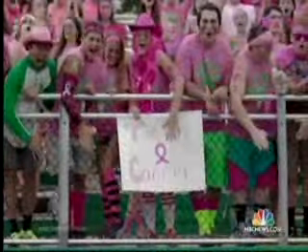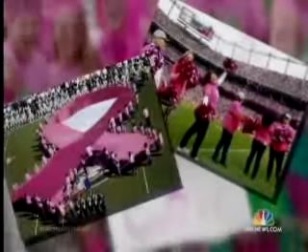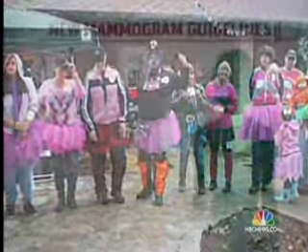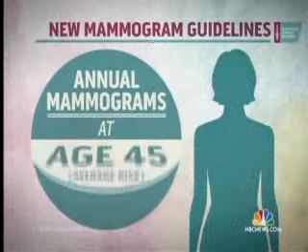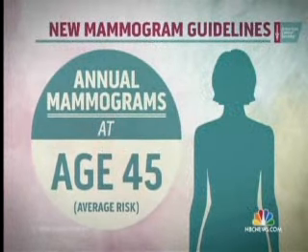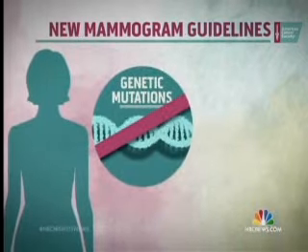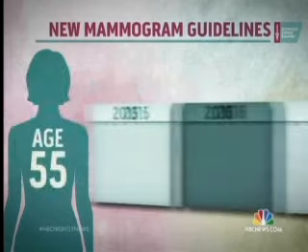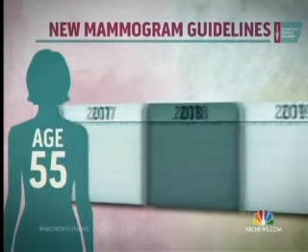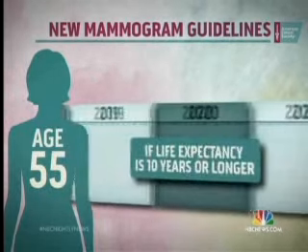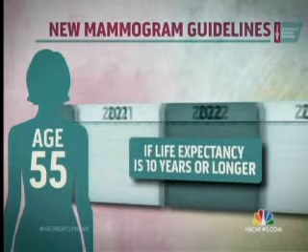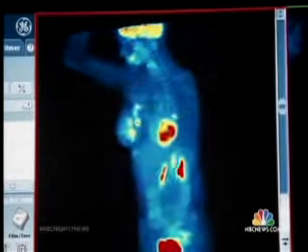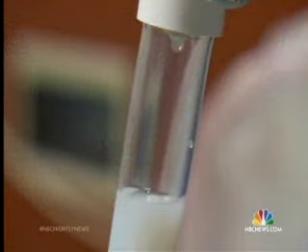In this season of pink, the American Cancer Society moves the mammogram starting line. Instead of age 40, today it recommends women start at 45 if they are of average risk, without genetic mutations or a family history of breast cancer. At 55, women should transition to screening every other year if they have a life expectancy of 10 years or longer. The American Cancer Society says the changes are designed to eliminate false positives and over-treatment.